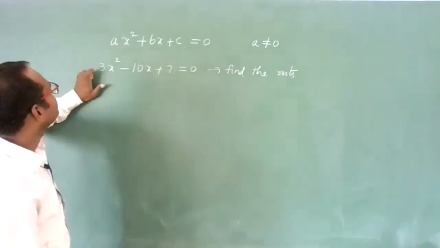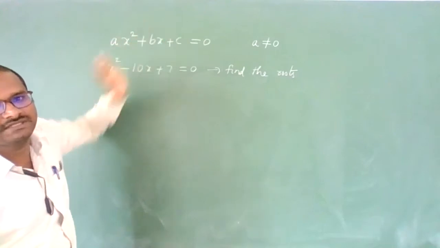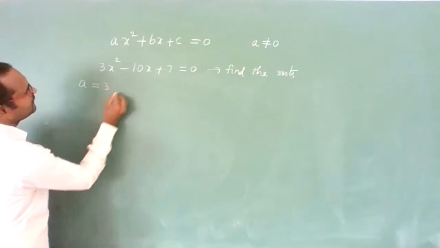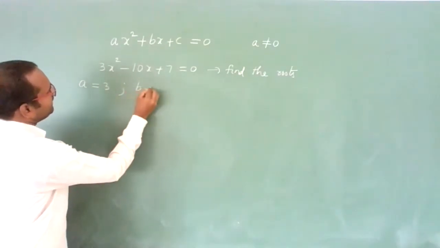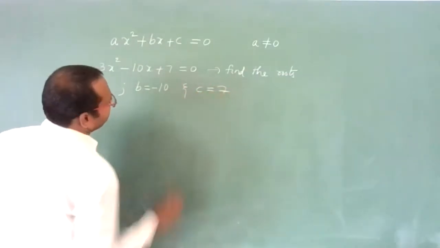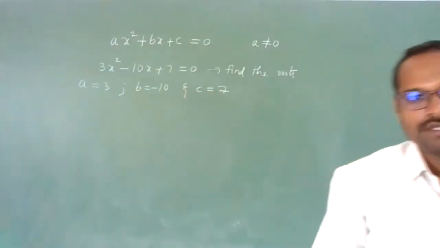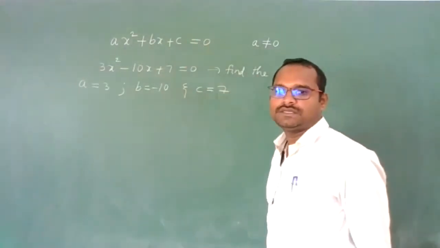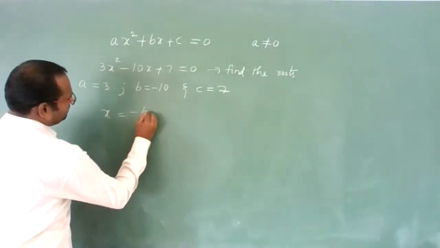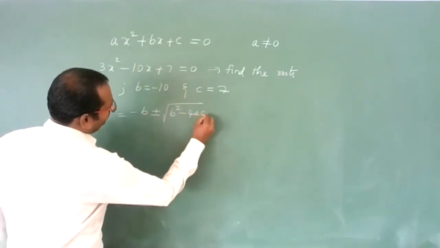So just compare this equation with your known quadratic equation, ax square plus bx plus c. On comparison, you will get a value as 3, b value as -10 and c value as +7. Any equation in this format has two roots, and the roots are given as minus b plus or minus under root of b square minus 4ac, by 2a.